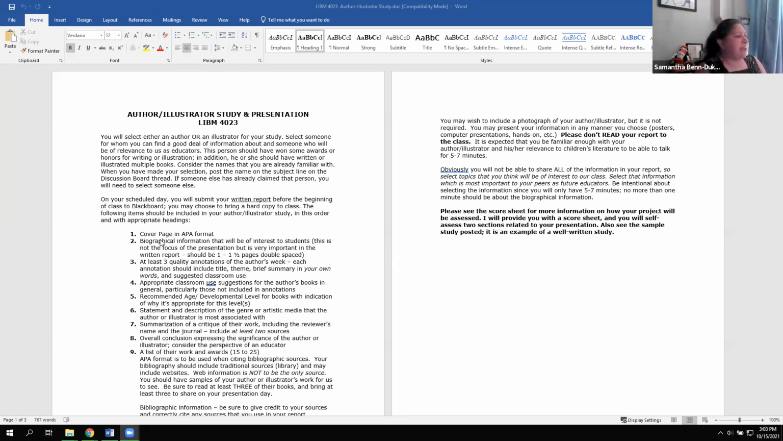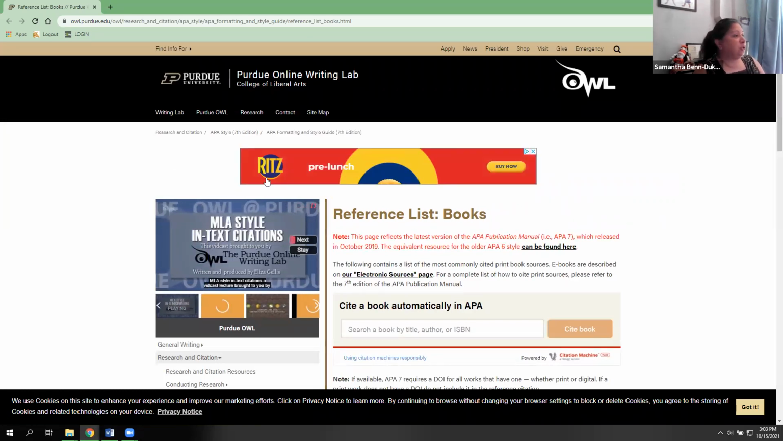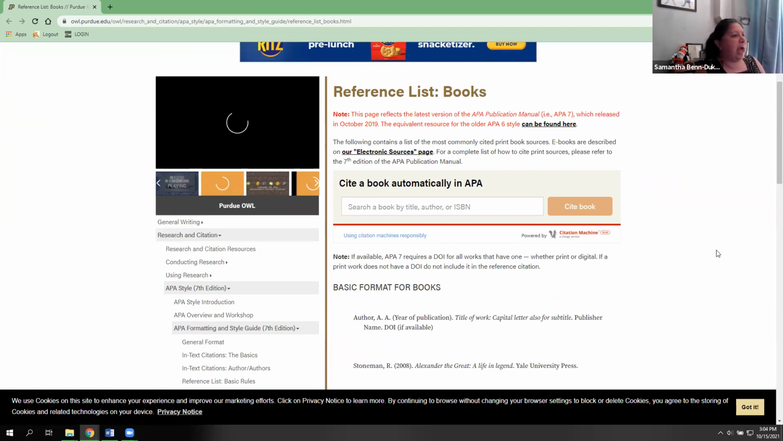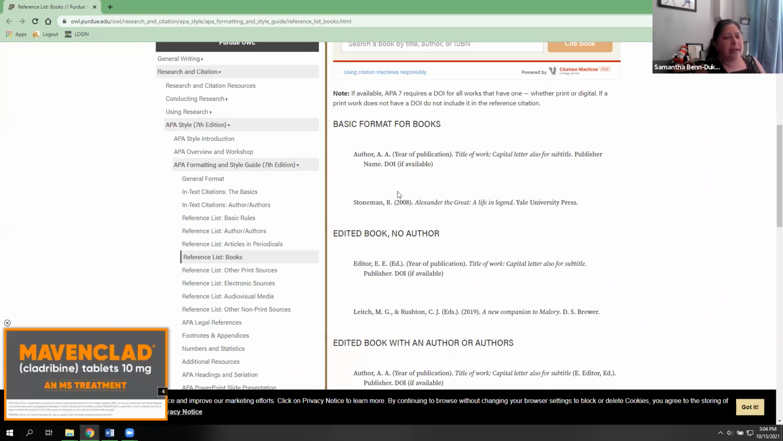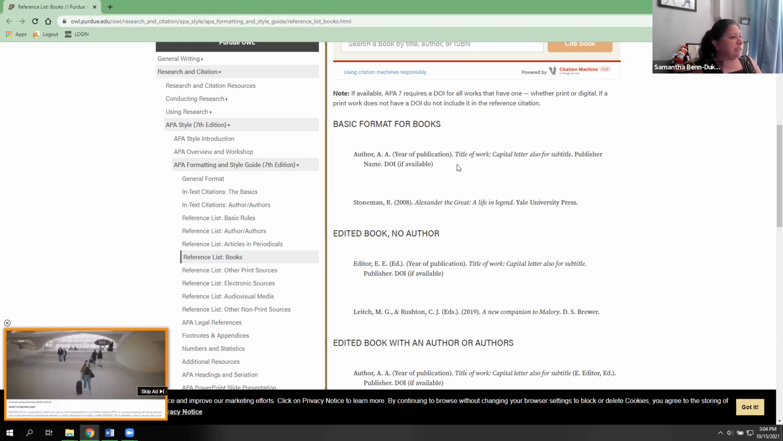When I talk about APA format for the cover, and for the entries, the three quality annotations, look to this link that I provided you with to the Purdue Online Writing Lab with APA reference. This page is specific to how to write the entries for your books. And notice that the basic book format includes your author's last name, or names if there's more than one author, and then the year of publication in parentheses.